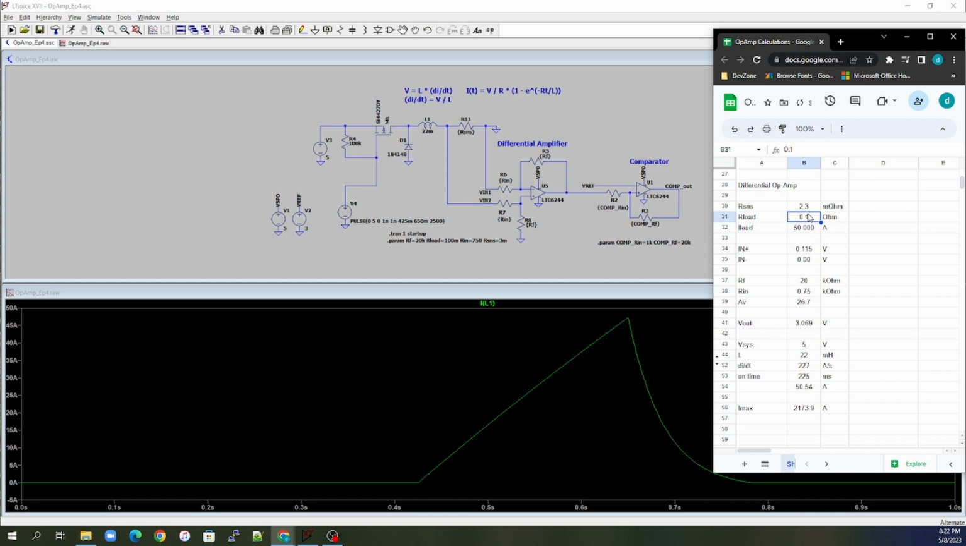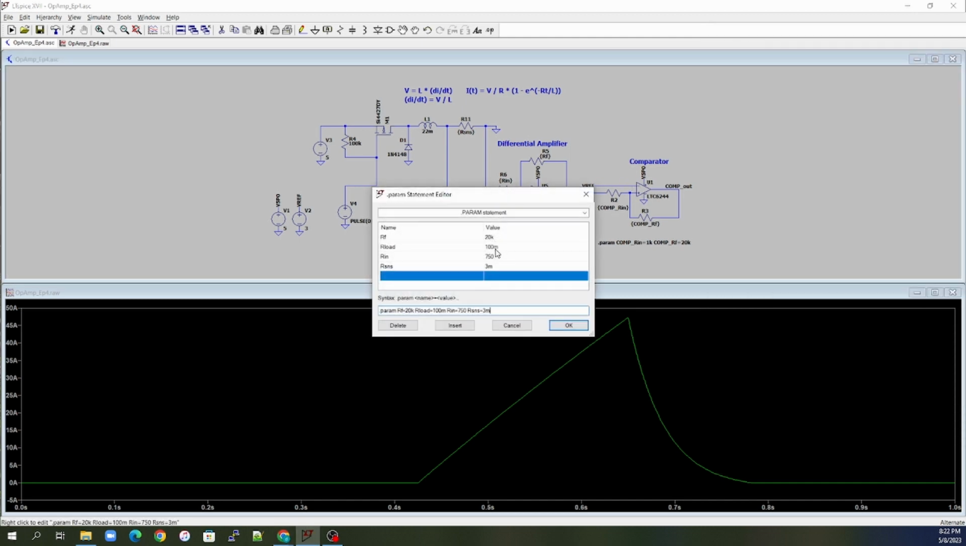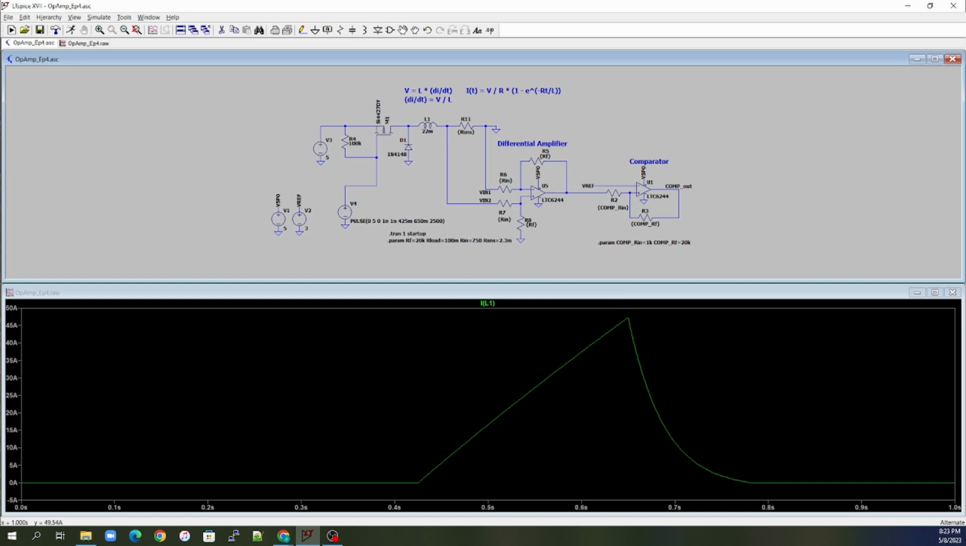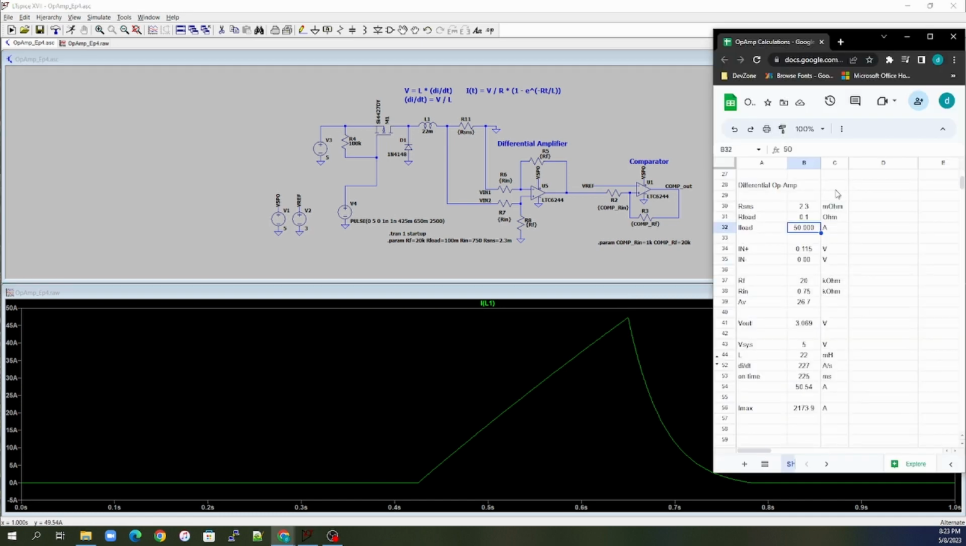2.3. So 2.3 milliohms on our sense resistor will give us this at 50 amps with this RF and RN. So we can go ahead and change that over here, from 3 milliohms. We want 2.3 milliohms for our sense resistor. And that is all we have to change there. So now our differential output will output 3 volts for us when it sees 50 amps going across our sense resistor. And then our comparator is already set up with a reference of 3 volts.